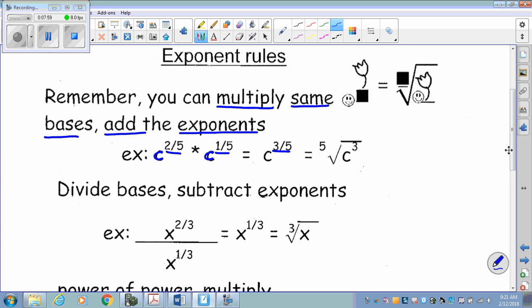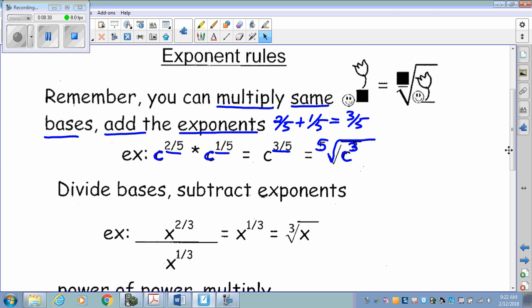If you have a rational exponent, you can convert that to a radical. Again, the 5 is the root, so it comes to the outside, and then you have c to the 3rd on the inside. So multiplying means you add the exponents. We took 2/5 plus 1/5, and that gave us 3/5.